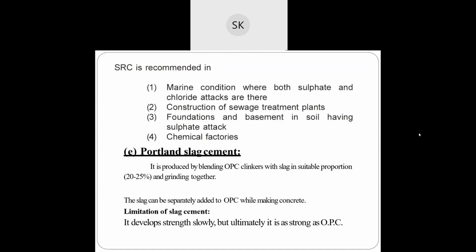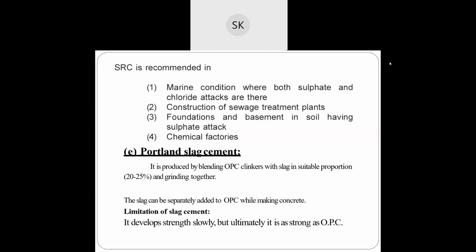They came now. Okay. So this is recommended in marine conditions where both sulfate and chloride attacks are there. Then construction of sewage treatment plants, foundation and basement in soil having sulfate attack, and chemical factories. So these are the recommendations where you can use SRC.